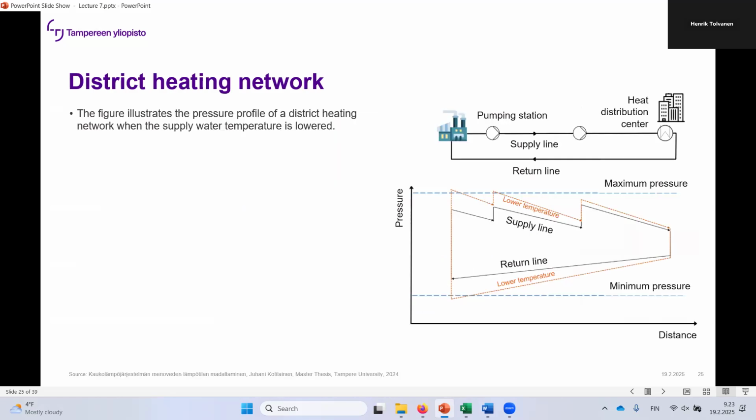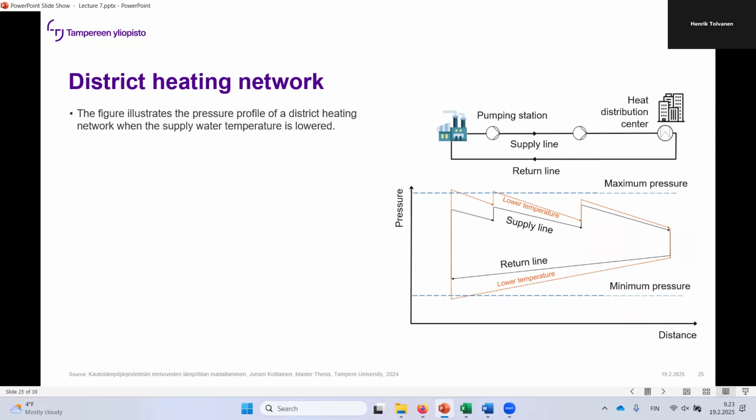And this is what Juhani was calculating. So the figure in here illustrates a really simple system: the profile of a district heating network when the supply water temperature is being lowered. So this is the figure it's referring to. This system has 2 pumping stations, a heat distribution center, so this kind of a substation, and the return line.